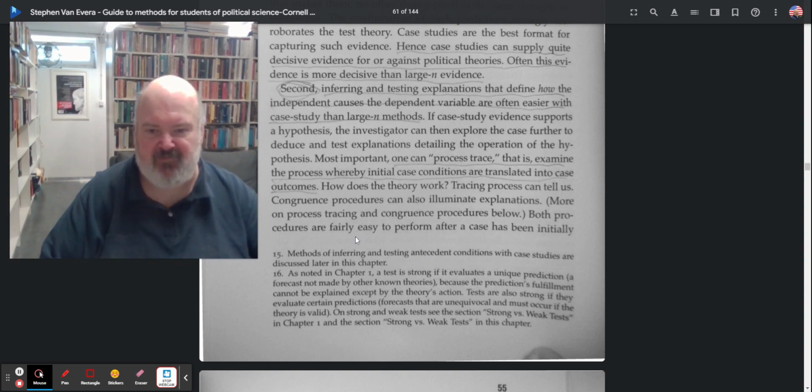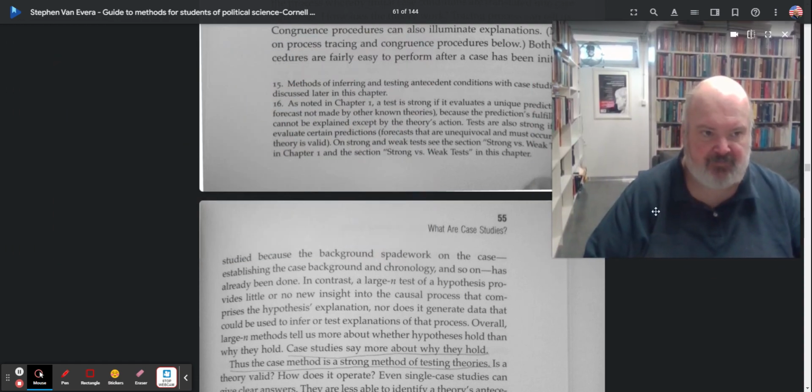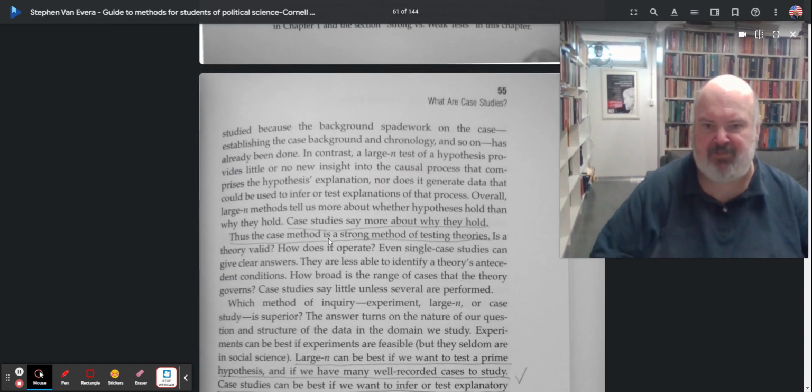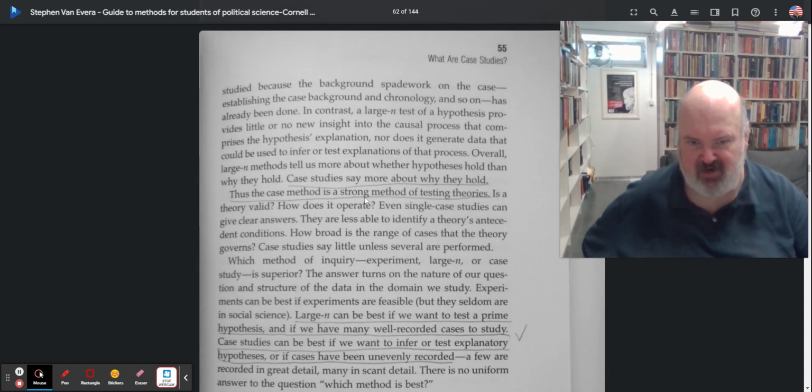Both procedures are fairly easy to perform after a case has been initially studied because the background and spade work on the case, establishing the case background and chronology, and so on, has already been done. In contrast, a large N test of a hypothesis provides little or no new insight on the causal process that comprises the hypothesis explanation, nor does it generate data that could be used to infer or test explanations of that process.